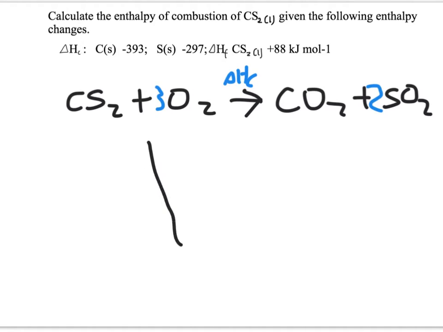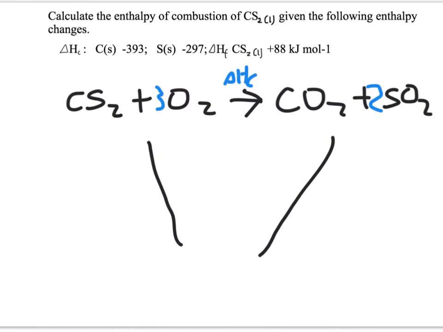Next, I'd recommend drawing in a couple of lines. So we'll draw a line down here and a line down here. These are going to be arrows, and the arrows are going to show which way the equation goes. So how do we work out what goes down here and which way the arrows go? Well, what you do is you look at the data you've been given. So you can see we've been given some combustion data for carbon and sulfur, and we've got some formation data for the carbon disulfide.